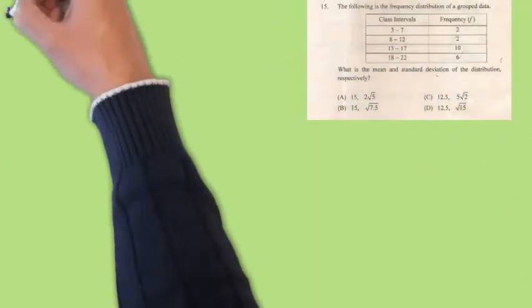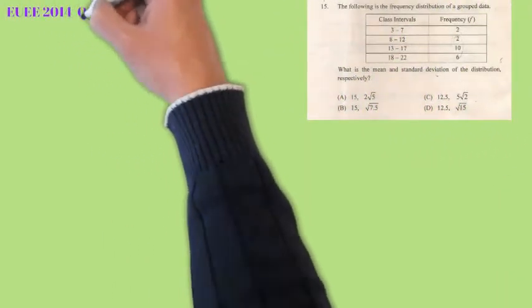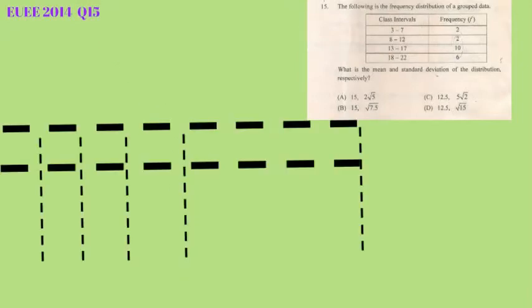All right. Let's do question number 15. Question number 15 is on a group data, frequency distribution on a group data. And here the questions are to find mean and standard deviations.